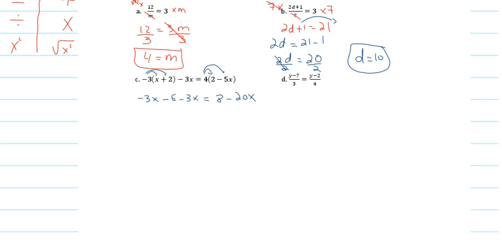Okay? So I have negative 3x minus 3x. That negative 6 does not belong on this side, right? Because it doesn't have an x, so I'm going to move that to this side. And that negative 20x does not belong on this side. It should be on the side of the x. Okay? So I'm putting the x's all on one side and then the numbers all on the other side. So it's going to be plus 20x.